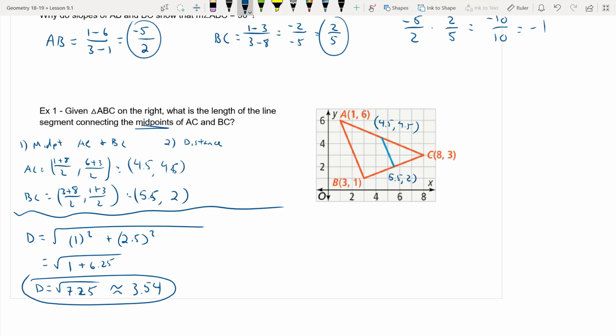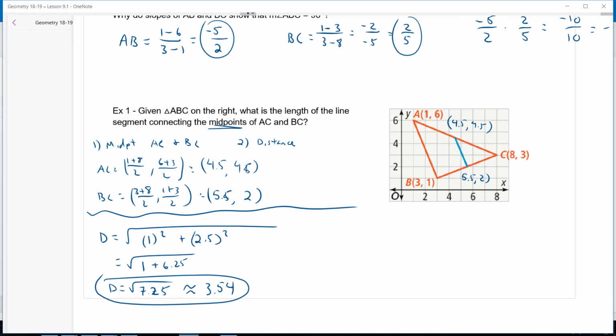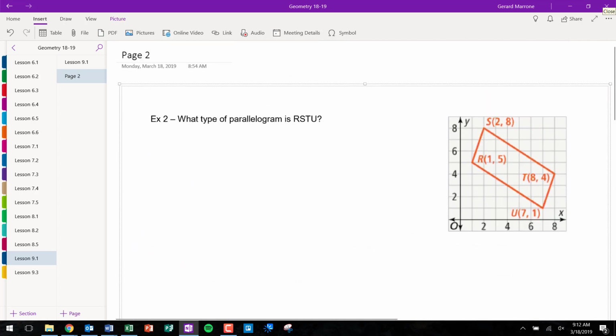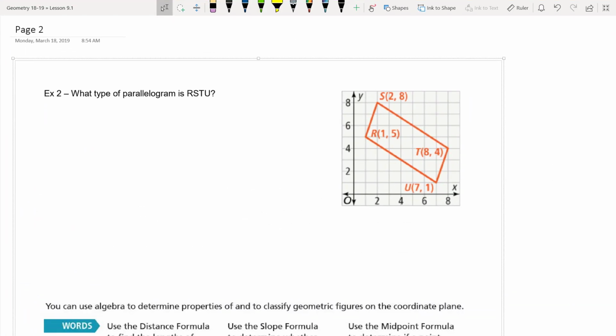So in order to tell what that distance was, we first had to find the midpoint and then do the distance. So these are a little bit tedious problems, and you really have to ask yourself, what are they asking? Okay, we're going to take a look at one more of these. In this case, they've given us a parallelogram RSTU, and they want us to tell them what type of parallelogram it is.